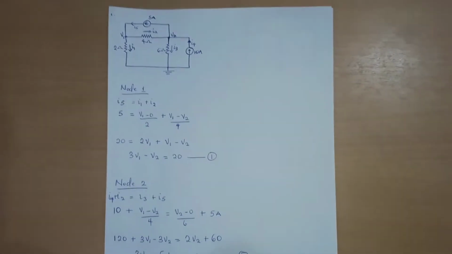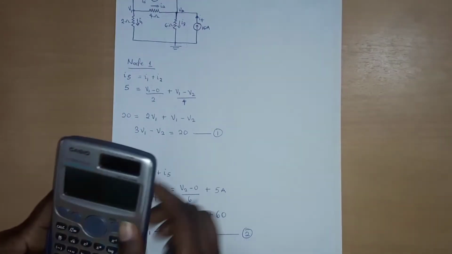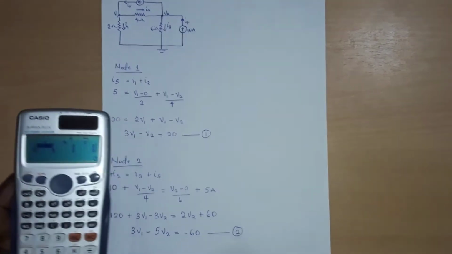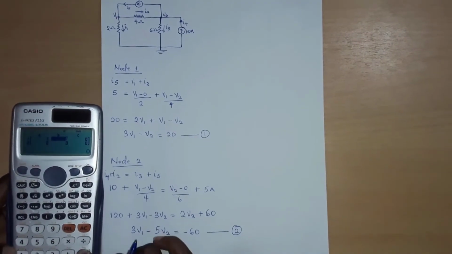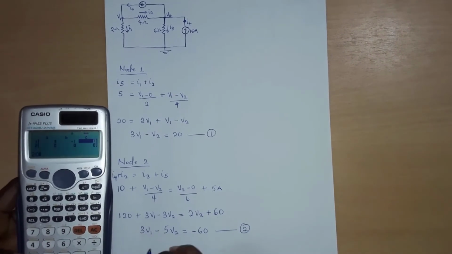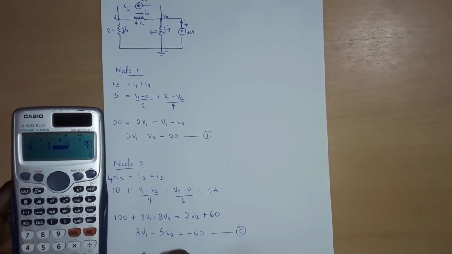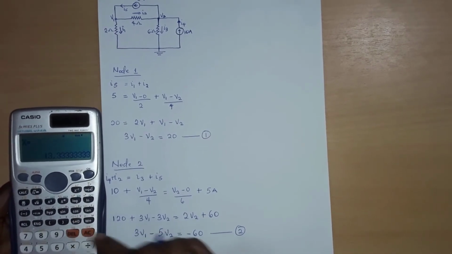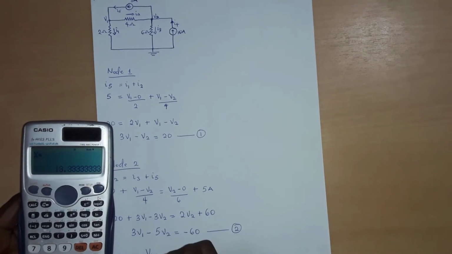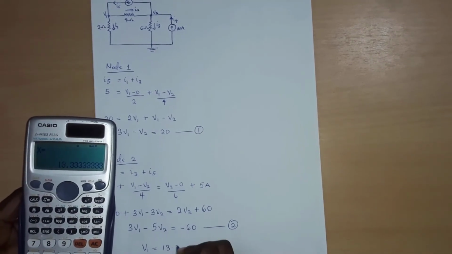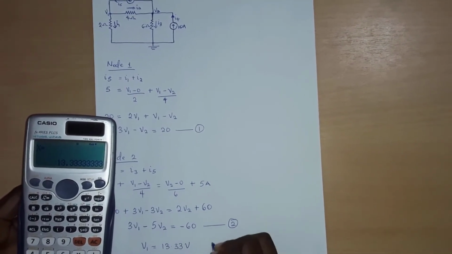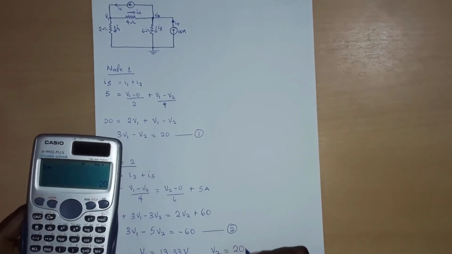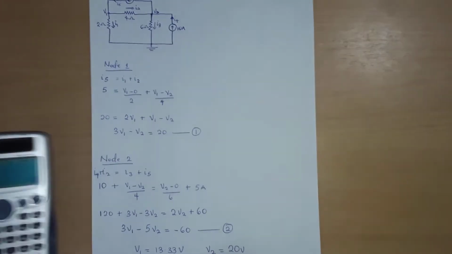So solving these two equations simultaneously, using my calculator, I have 3, minus 1, 20, then 3, minus 5 and minus 60. So that gives me my V1 to be 13.33 volts and my V2 to be 20 volts. As simple as that.